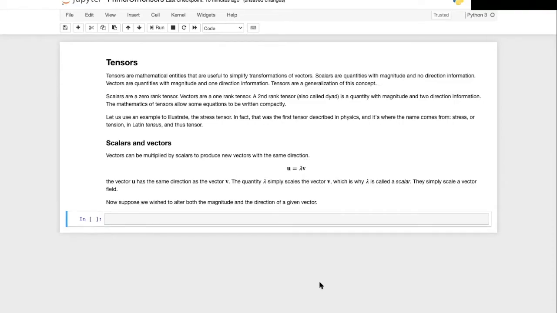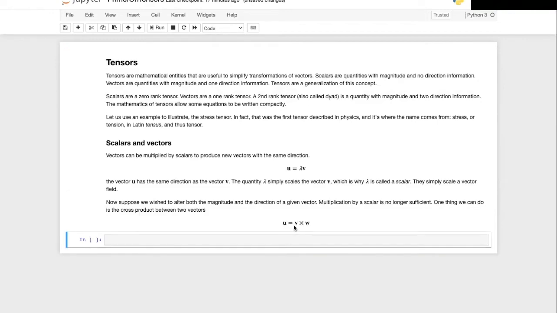Now suppose that we wish to alter both the magnitude and the direction of a given vector. In this case, multiplication by a scalar is no longer sufficient. One thing that we can do is the cross product between two vectors. Say the cross product between v and w, giving you a vector u. That does change the direction. The vector that you get is in another direction, perpendicular to both v and w.